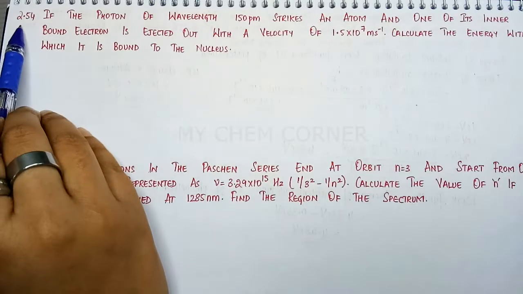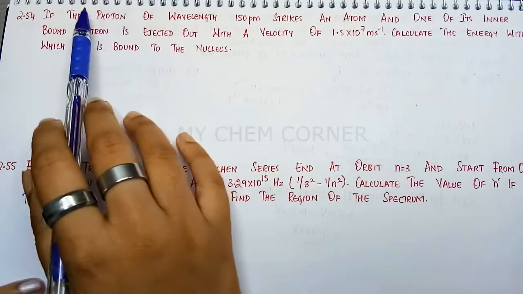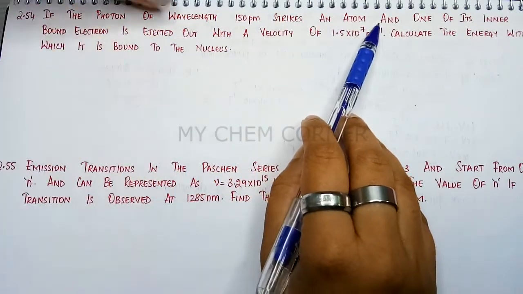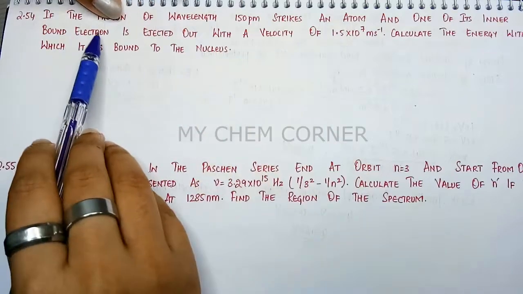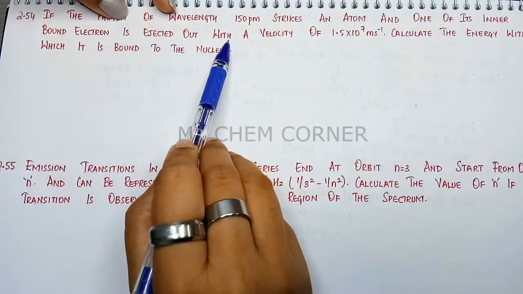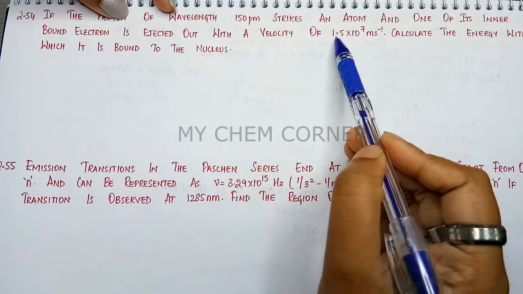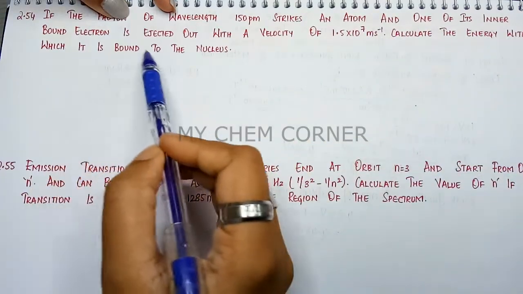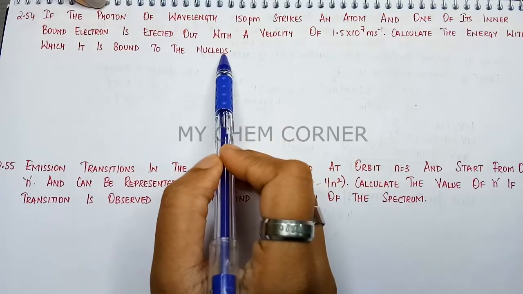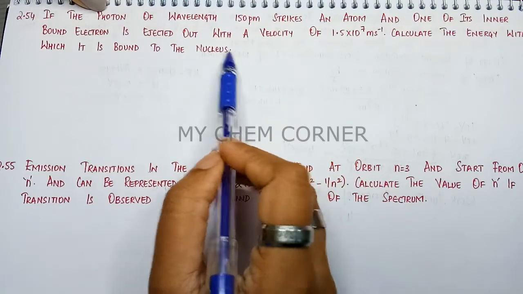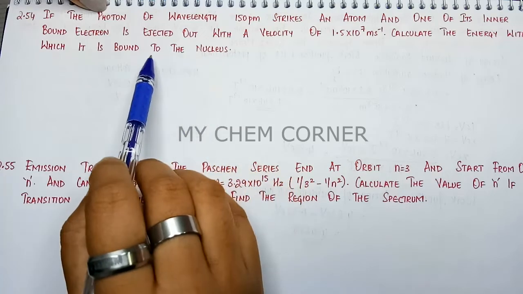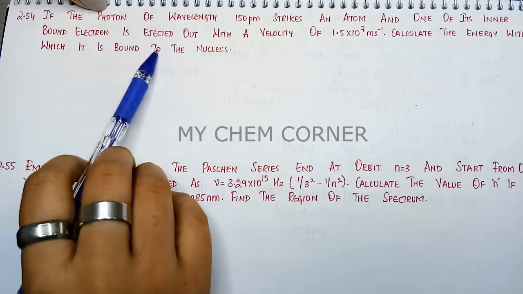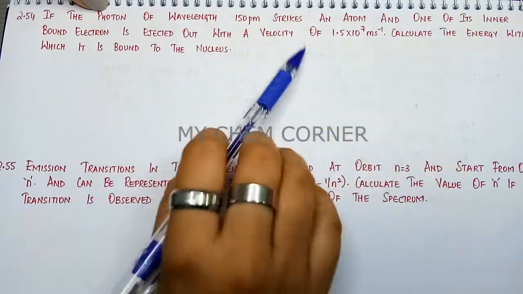So our next question is 2.54. The question is, if a photon of wavelength 150 picometer strikes an atom and one of its inner bound electrons is ejected out with a velocity of 1.5 × 10^7 meter per second, calculate the energy with which it is bound to the nucleus. So here you need to find out the threshold energy. That means the energy which is ejecting out, that one's energy is what you're supposed to calculate.